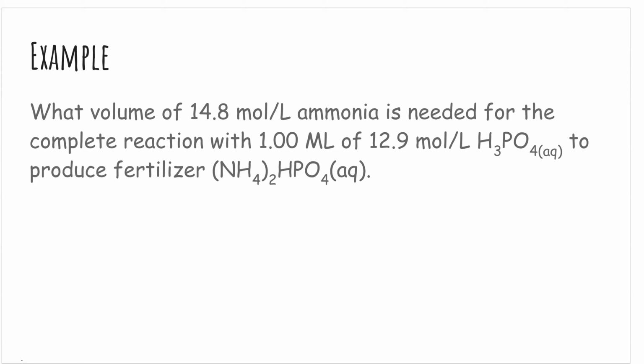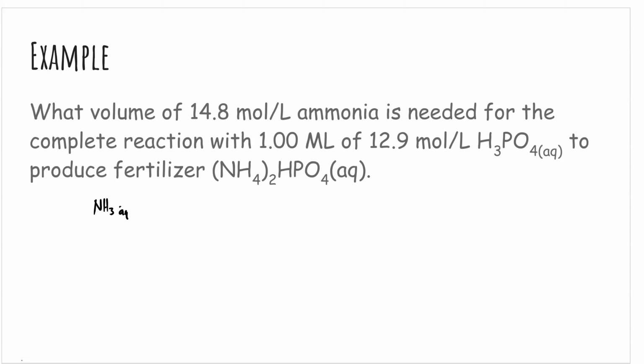What volume of 14.8 moles per liter ammonia is needed for the complete reaction of 1.00 megaliters of 12.9 moles per liter phosphoric acid to produce fertilizer (NH4)2HPO4? So start by writing the balanced chemical equation.